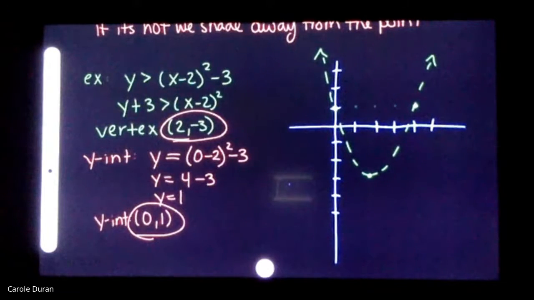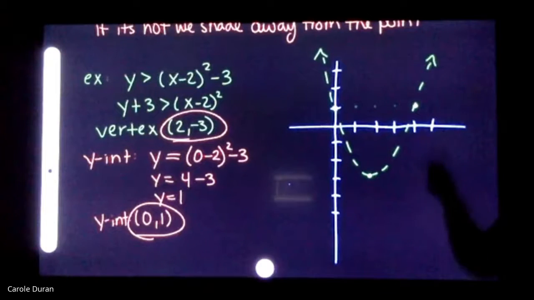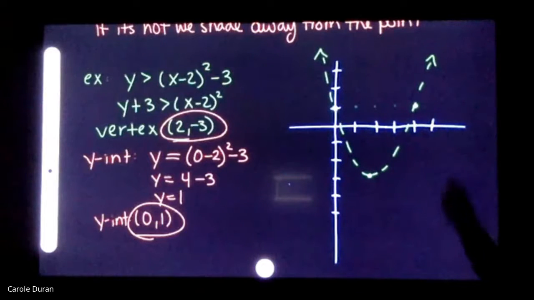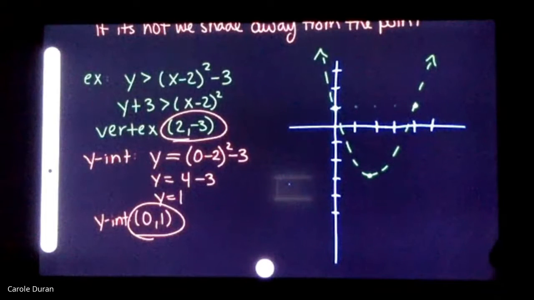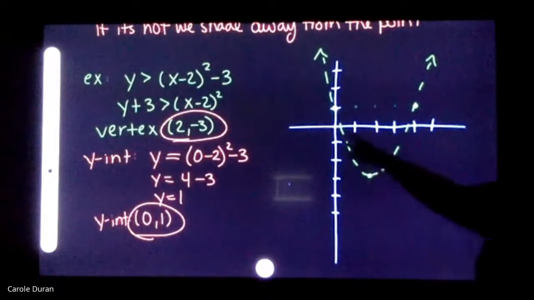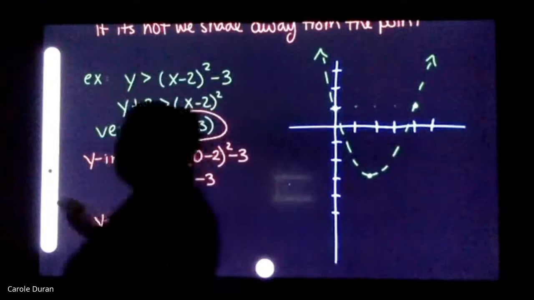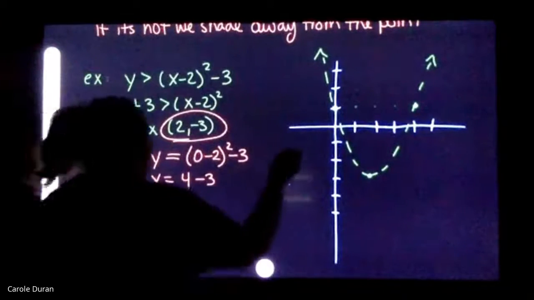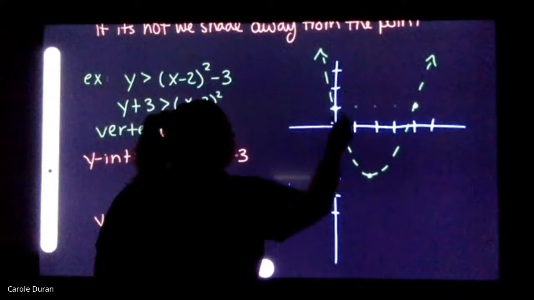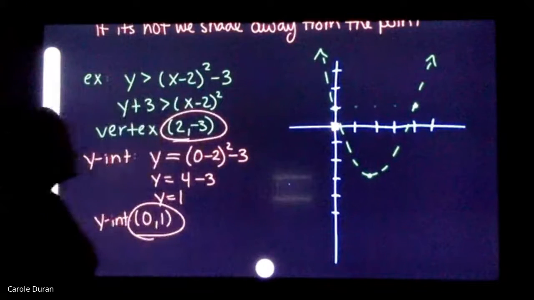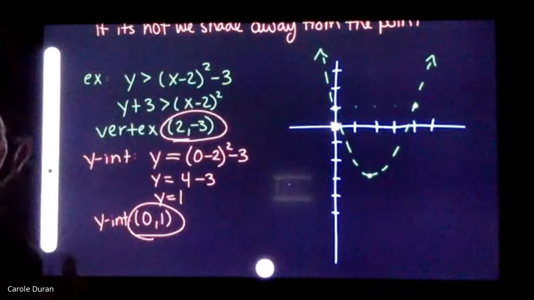Step 2 is to pick a point that does not fall on this parabolic line and plug it into my inequality. I like to use 0, 0 as long as my parabola doesn't go through that value, and here it does not. It gets really close, but it doesn't actually go through it. So I'm going to put an x here at 0, 0, since that's the test value I'm plugging in.